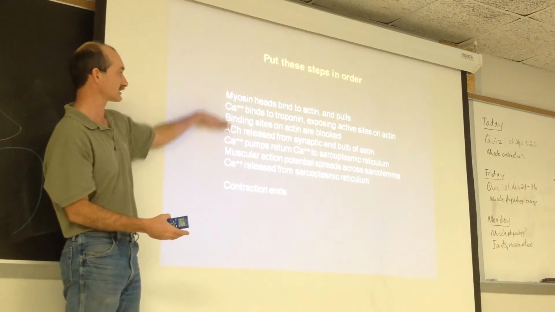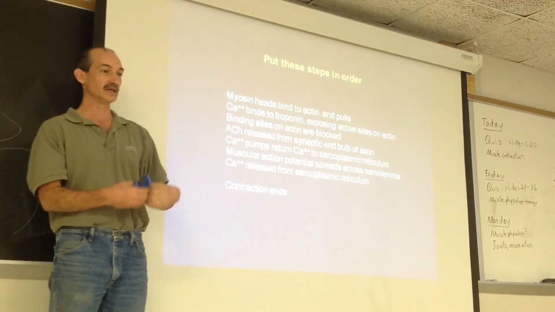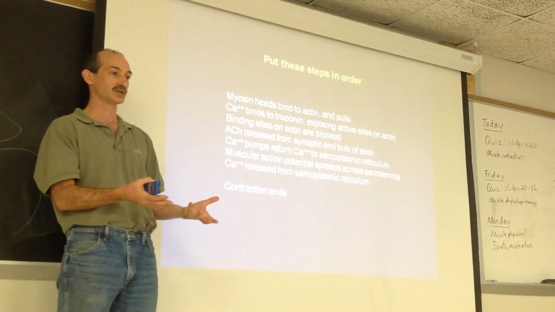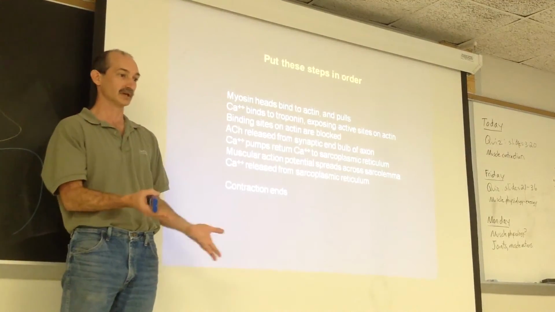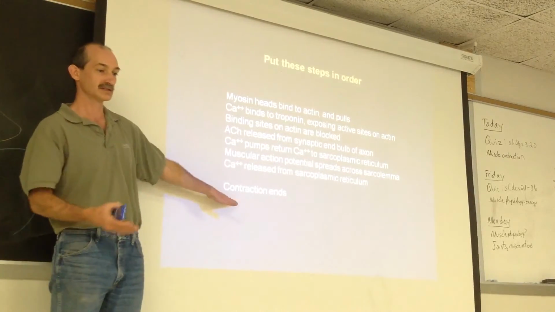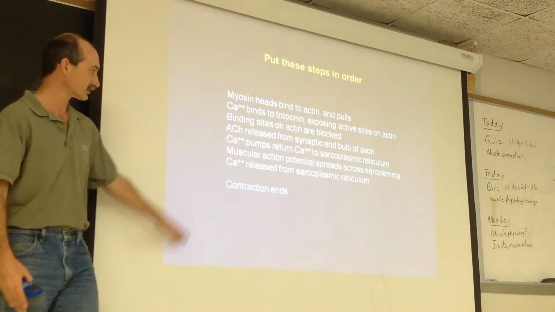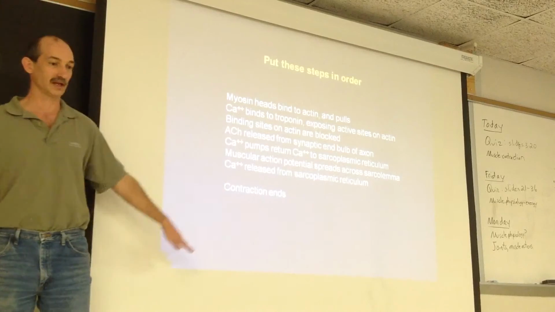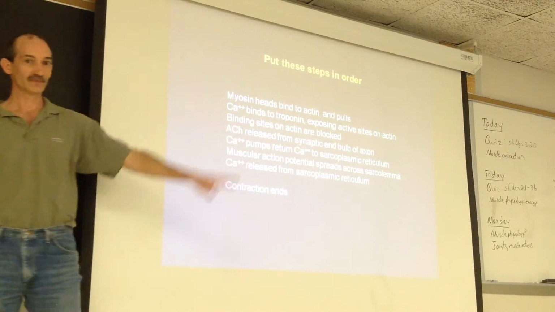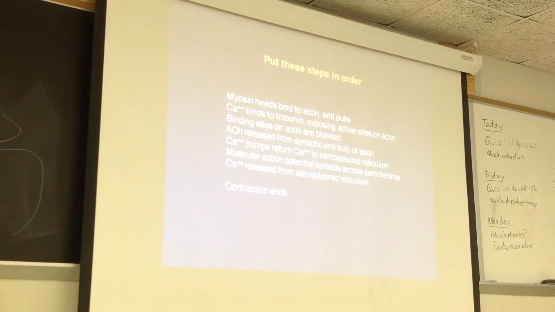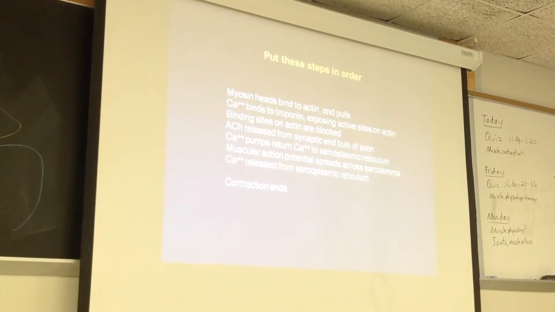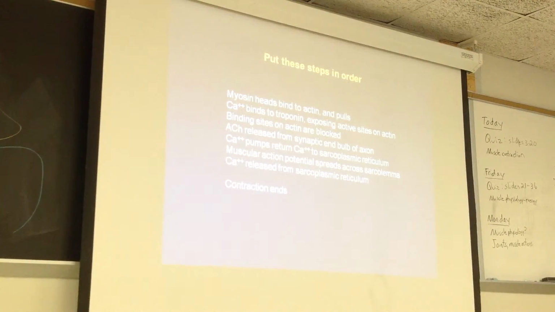Try to put these 7 steps in order from the initiation of a muscle contraction and then ultimately to the stopping of a muscle contraction. So we know contraction ends is going to be our last step. But for these other 7, I want to give you about 2 or 3 minutes. See if you can do this. We'll go over the answer. It'll be the last thing that we do today. We'll do this over the last 4 or 5 minutes of class. This is not for points. This is just for your learning.